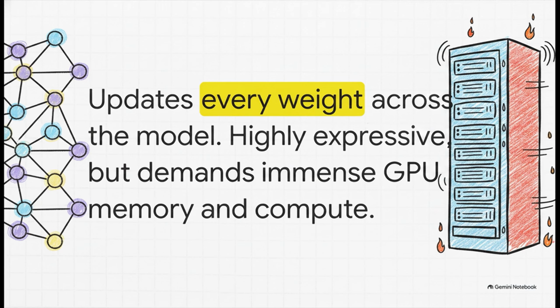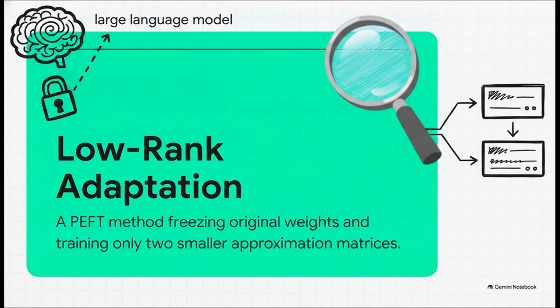Honestly, it's usually overkill. So how are we solving this compute nightmare? Enter LoRA, or low-rank adaptation. This is an absolute game-changer. It falls under the umbrella of PEFT, Parameter Efficient Fine-Tuning. Instead of trying to update billions of parameters, LoRA cleverly freezes the original model weights entirely.